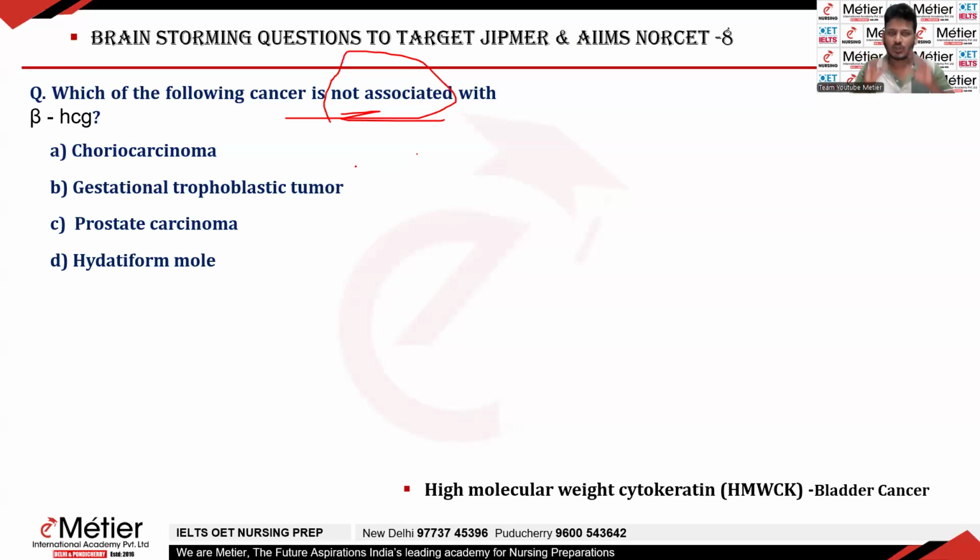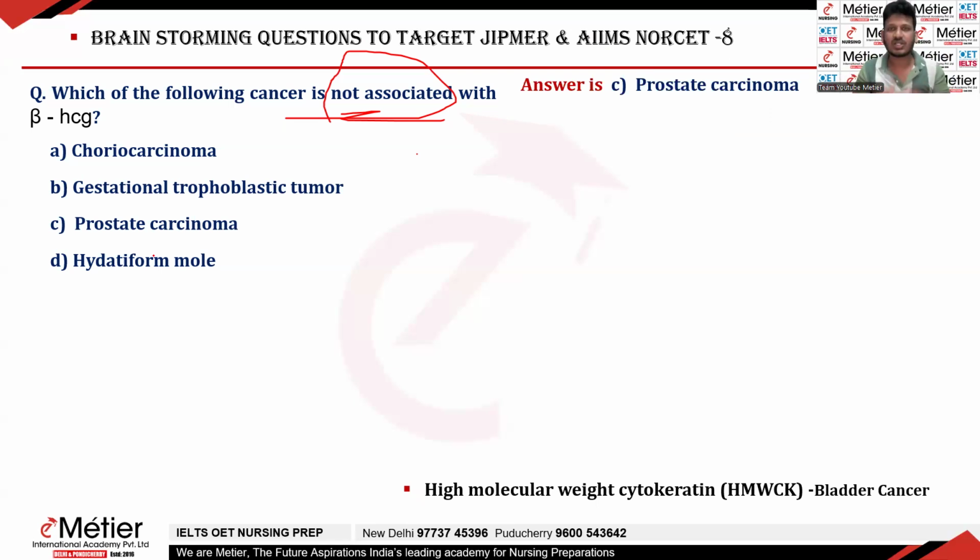Okay, for solving this type of question, first you should know the rationale of each and every option. See, the main thing is choriocarcinoma, gestational trophoblastic tumor, hydatidiform mole: options A, B, and D. All these 3 options are related to beta HCG because the 3 are related to trophoblastic cells. In the next slide, we will discuss what trophoblastic cells are. Okay, fine. So the right answer is going to be option C, prostate carcinoma. Prostate carcinoma is not at all related to beta HCG, whereas choriocarcinoma, gestational trophoblastic tumor, and hydatidiform mole are related to beta HCG. How? That we are going to see in the rationale in the next slide.